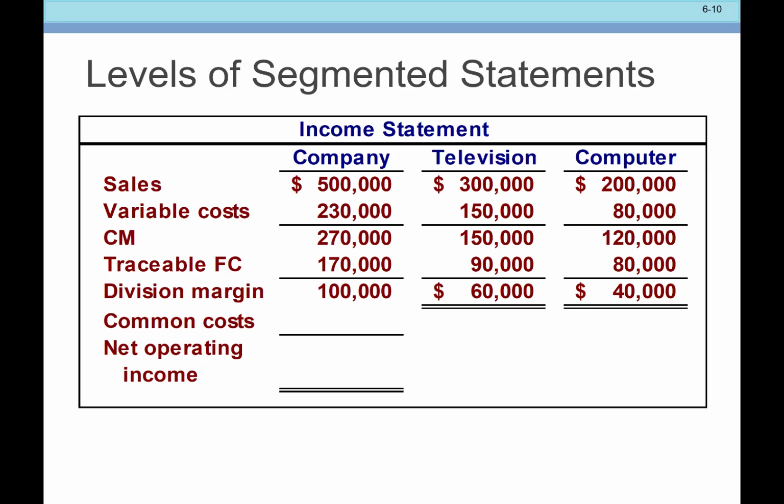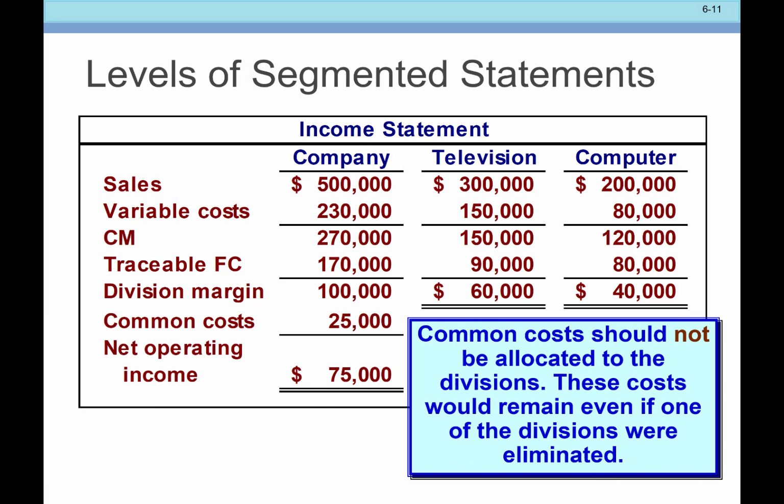But let's take a look at our income statement, and notice we have the company-wide, we have television division, we have the computer division, and notice the traceable fixed costs we did allocate to each division, right? Okay, because they're easily traceable to those divisions, so we do that. We have common cost here. The common costs do not get allocated because we've determined that those costs will not go away if we get rid of either one of these divisions.